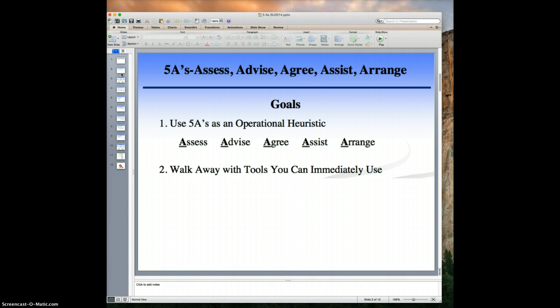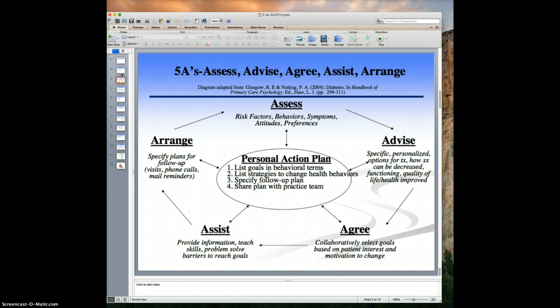The 5A's essentially stand for assess, advise, agree, assist, and arrange. And we're going to focus on each one of these variables here. As you can see, this comes from Glasgow and Nutting in 2004. Essentially there's this cycle that our patients will go through that all contribute to their personal action plan, right? List goals in behavioral terms, list strategies to change behavior, specify or follow up with the plan, and share the plan and practice with the team.